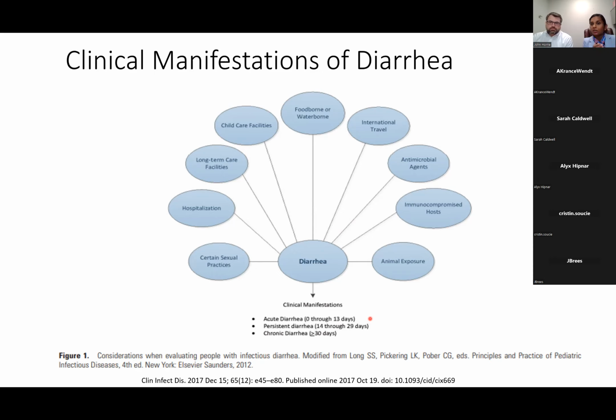hospitalizations like C. diff, long-term care facility like C. diff. Childcare is notorious. My kids used to have so many different diarrheal illnesses, so that's important to know. A lot of times viruses, foodborne illnesses, international travel.